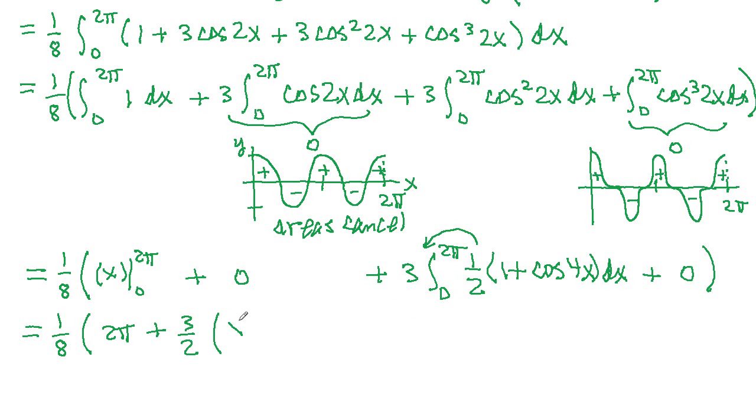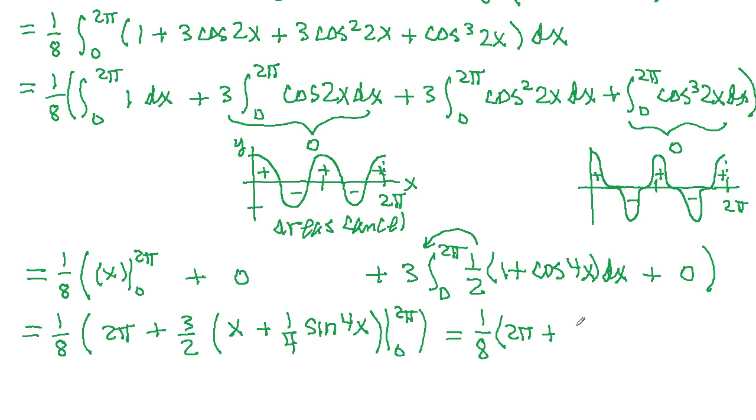Antiderivative of 1 is x. Antiderivative of cosine 4x is going to be sine 4x, and instead of multiplying by 4, we're going to divide. So 1/4 sine 4x, and then that gets evaluated from 0 to 2 pi. It's got a 1/8 on the outside, 2 pi, and plus, let's see, plug in a 2 pi there. We're going to have 2 pi plus 1/4 sine of 2 pi times 4, 8 pi.